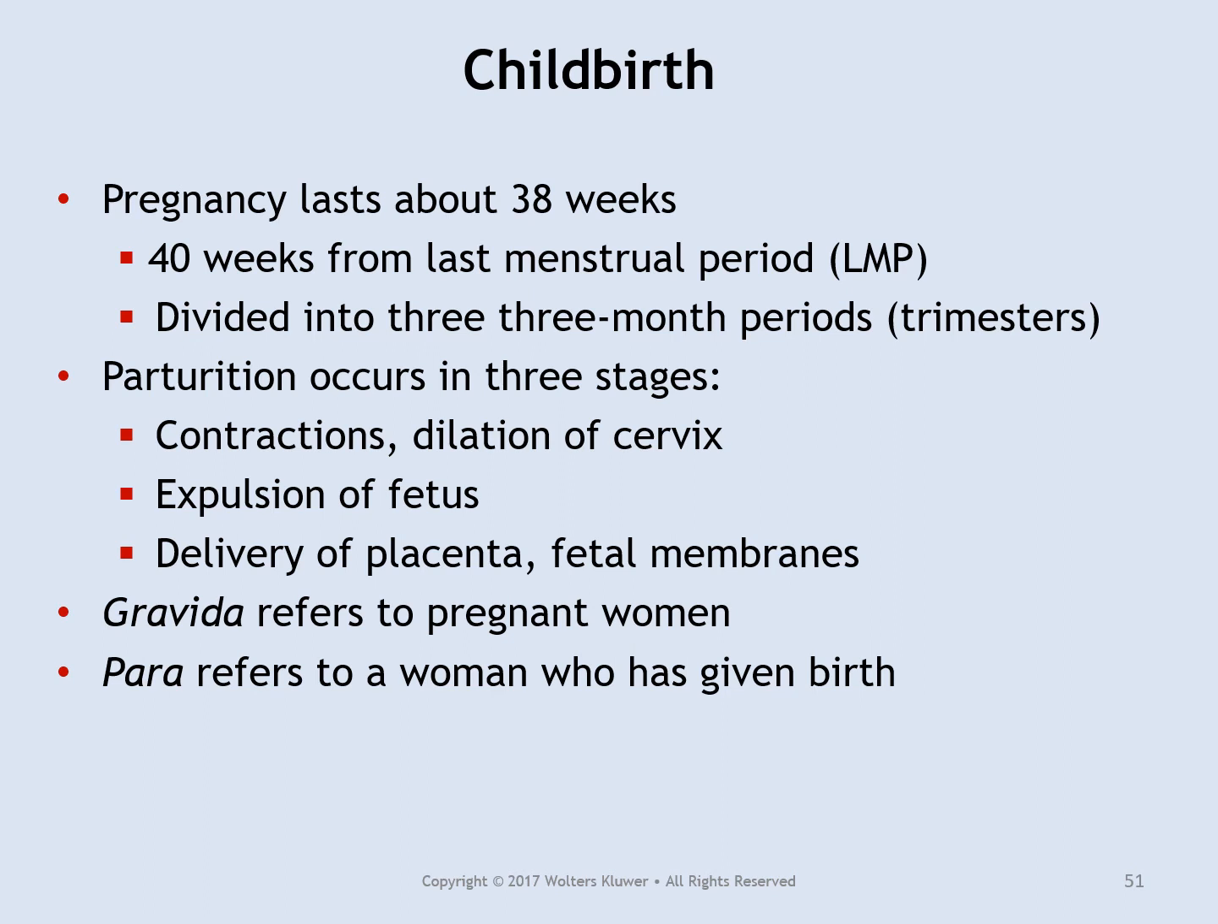So a typical pregnancy is 38 weeks, and there are 3 trimesters or 3-month periods within a pregnancy. So birth or parturition happens in 3 stages. First of all, you have contractions of the uterus, or myometrium, the muscular part of the uterus, and the cervix dilates to allow the passage of the child, and then the fetus comes out, and the placenta and fetal membranes all come out at the same time. Gravida or gravidus is another name for pregnancy, and para is a person who has given birth to a child.